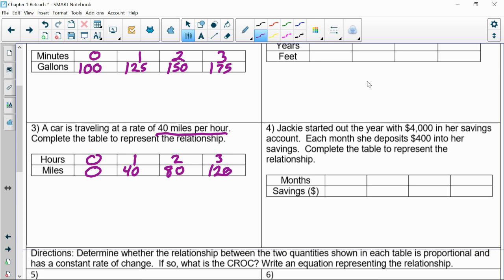Okay, so do the other 2 ones. Read them carefully of where you're starting at and what are you adding each time for either your feet and savings.